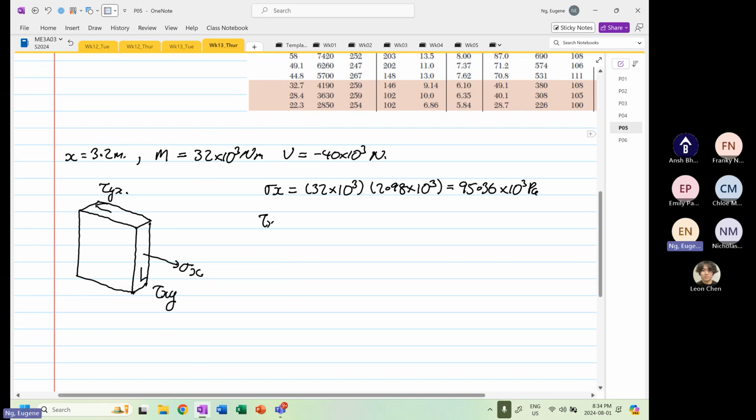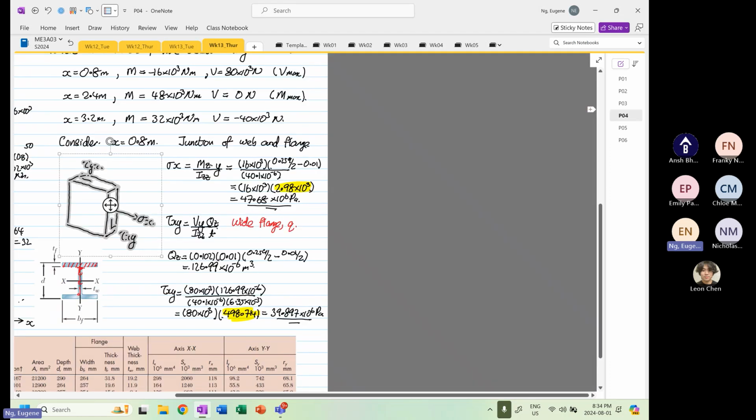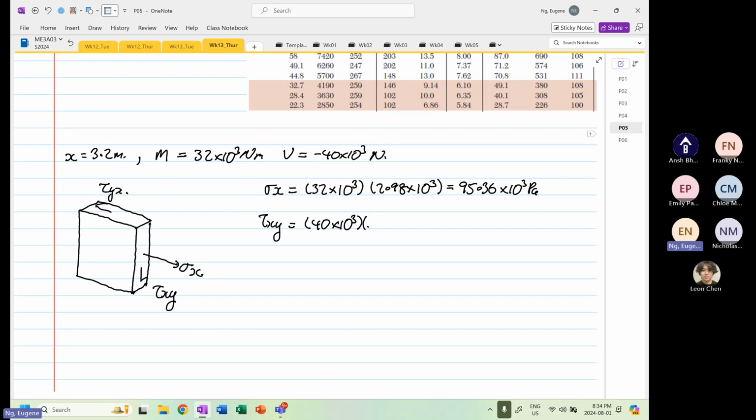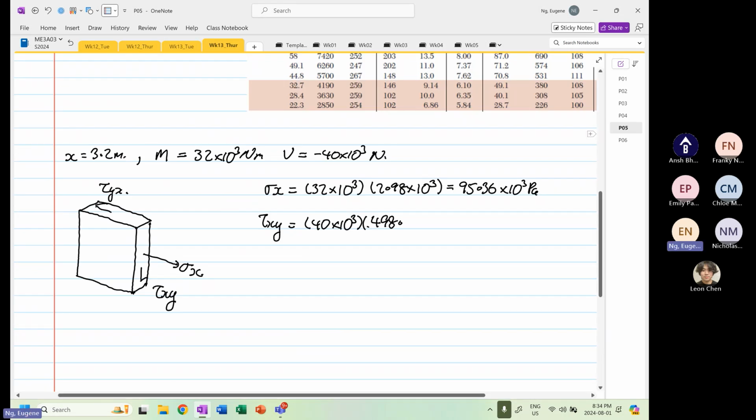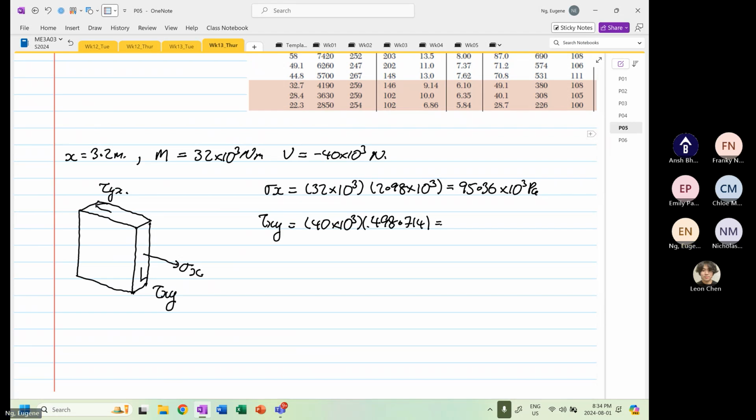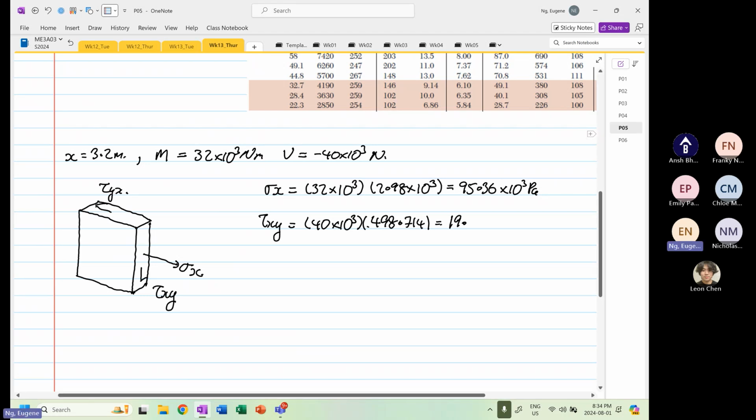And then your shear XY is equal to 40 times 10 to the power 3, right? And then you have 498.714. That's why you calculate those coefficients. You don't need to press your calculator again. So it's equal to 19.948 times 10 to the power 6 Pascal. Oh, this one's also power 6.